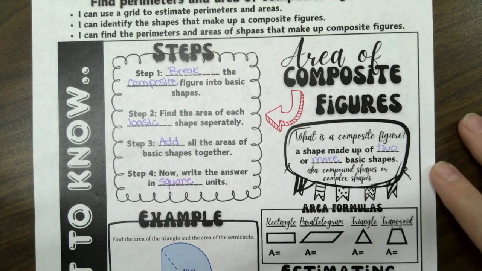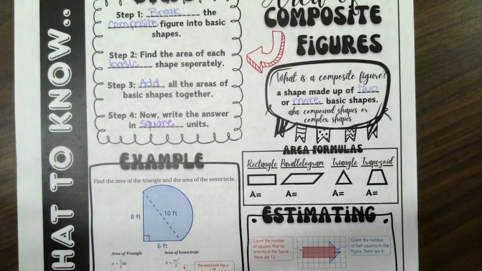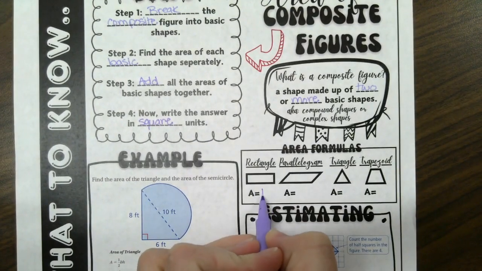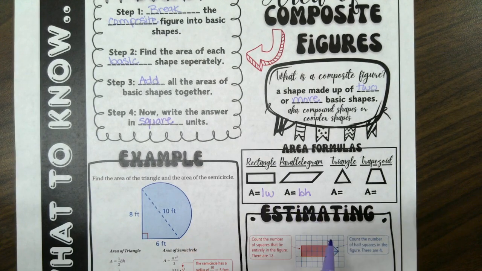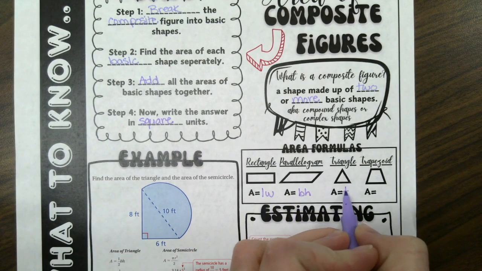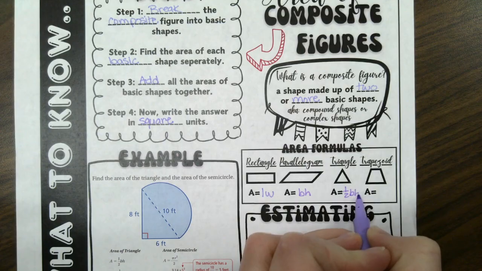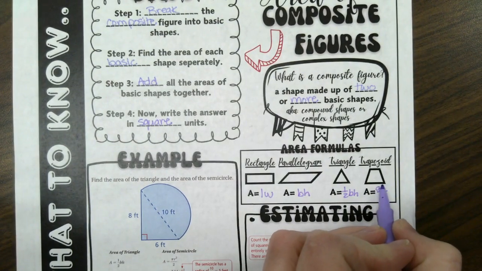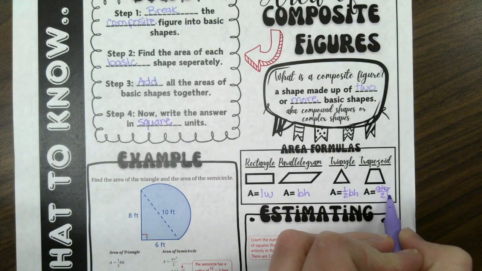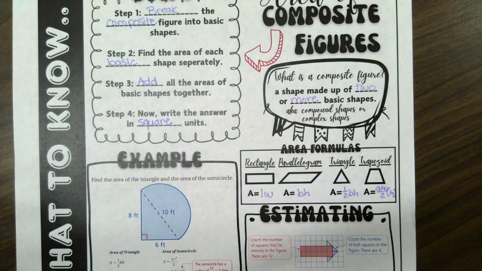Okay, so I have some formulas for you. So rectangle will say length times width. Parallelogram will be base times height. Triangle is half base times height. Trapezoid, you won't use this, but just write A plus B over 2 times H.